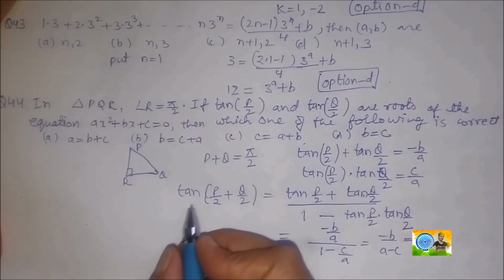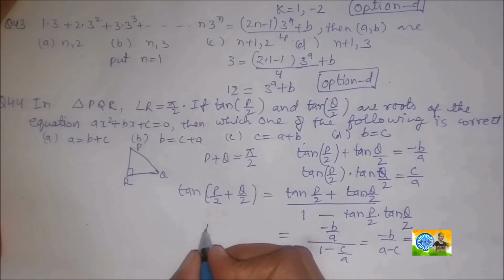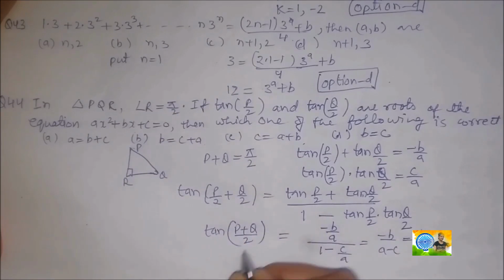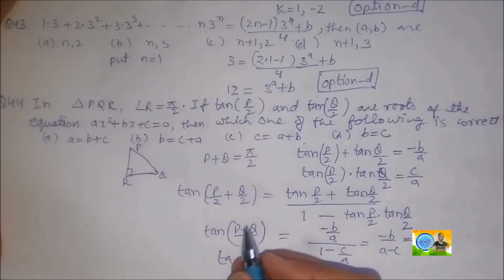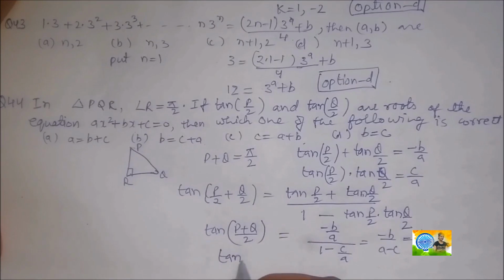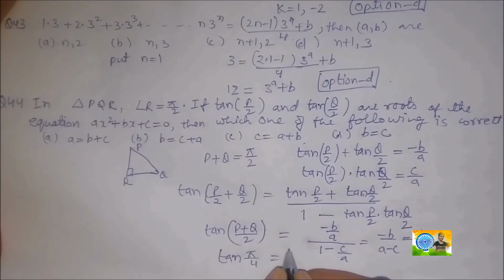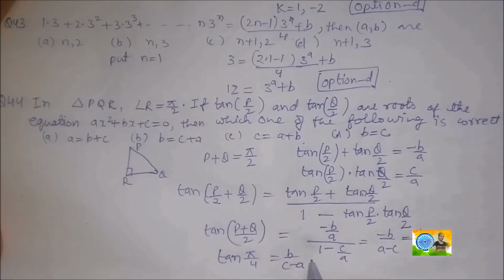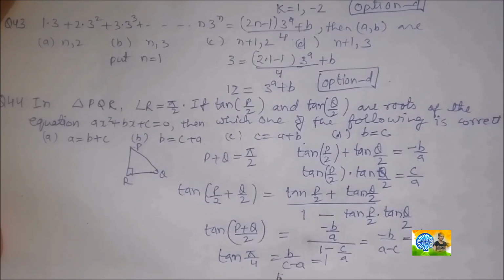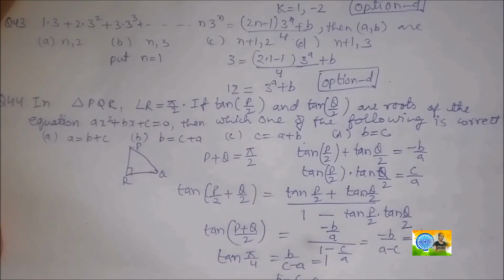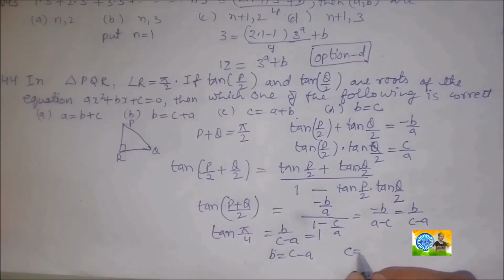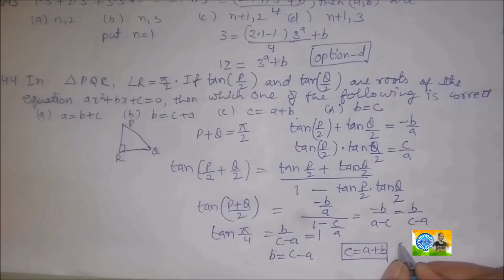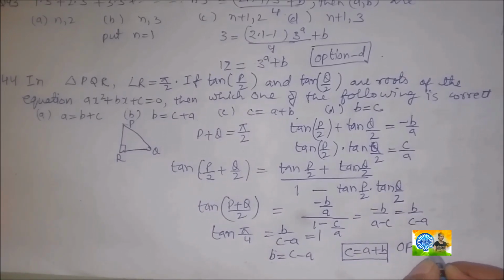And on the left hand side, tan of (P by 2 plus Q by 2) is tan of (P plus Q) upon 2, and P plus Q is pi upon 2, so this will be tan pi by 4. So tan pi by 4 is equal to b upon (c minus a), and tan pi by 4 is 1, so this equals 1. This gives b is equal to c minus a, and this gives c is equal to a plus b, and this is our option number C. So option C is the correct answer.